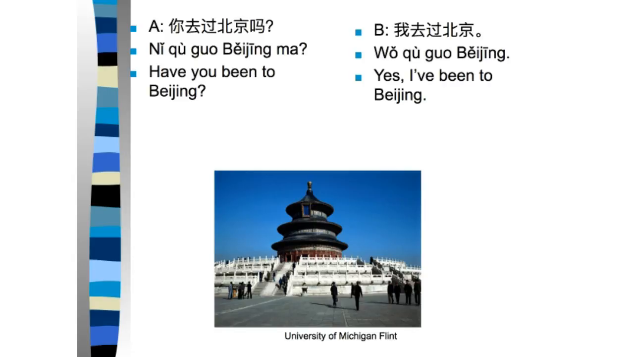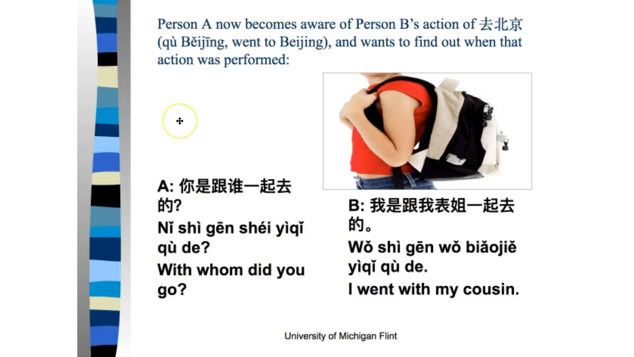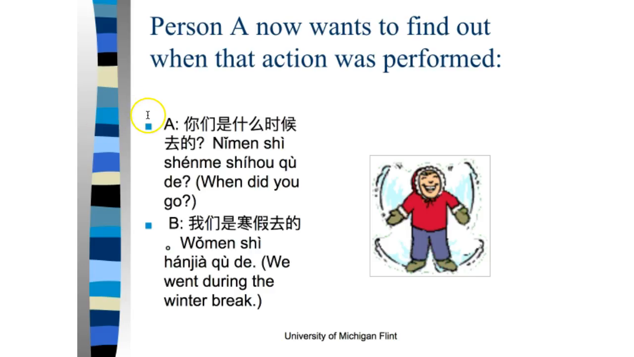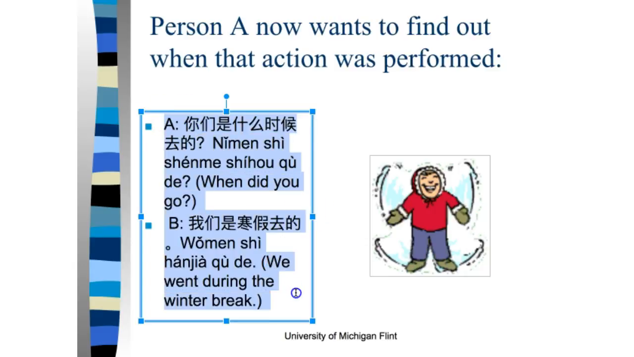Let's look at some more examples. This person 去过北京, right? 去过北京. So then I'm going to ask more details about this action of going to Beijing. 你是跟谁一起去的? Right, 是的 structure. 我是跟我表姐一起去的. 你们是什么时候去的? 我们是寒假去的. Okay, so all of these questions and answers must be in the 是的 structure. Again, anytime you want to ask a detail about the past, in Chinese, the natural way to do it is through the 是的 structure.